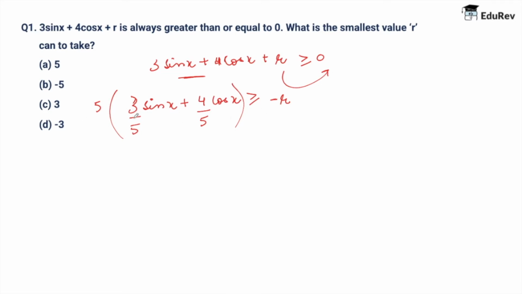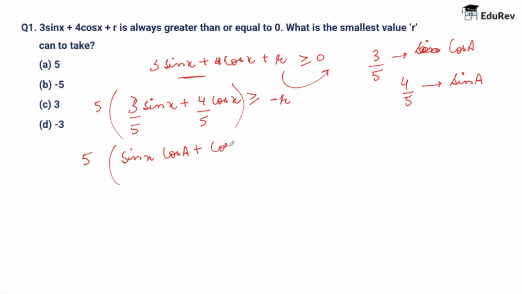Now because I have multiplied and divided by 5, and I know that 3 by 5 is nothing but, I can take 3 by 5 as cos A. So not sin but cos A, and 4 by 5 as sin A. Correct. So now I am taking 3 by 5 as cos A and 4 by 5 as sin A. So when I substitute this in the equation, this is going to be sin x into cos A plus cos x into sin A. Correct. And that is greater or equal to negative of r.